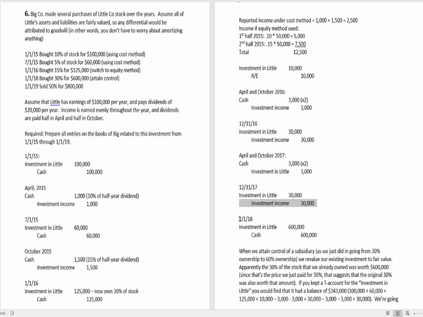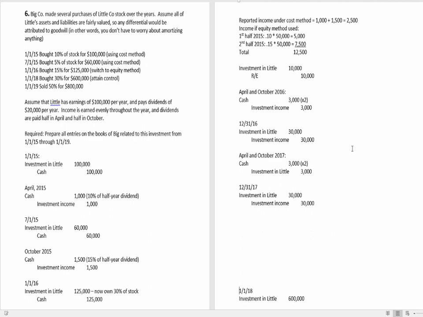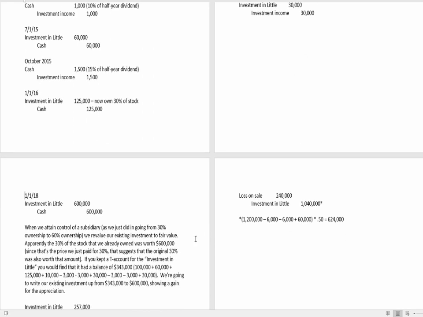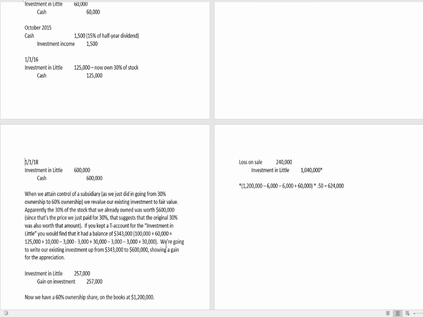Now on January 1st, 18, we buy another 30% of their stock and attain control. Now up until this point, we already owned 30%, and now we're buying another 30%, getting us up to 60% ownership. When we attain control of a company, we're going to go ahead and revalue our existing investment up or down to fair value.